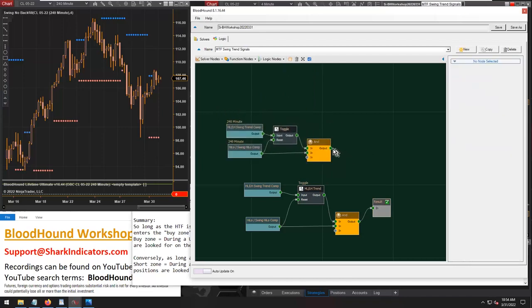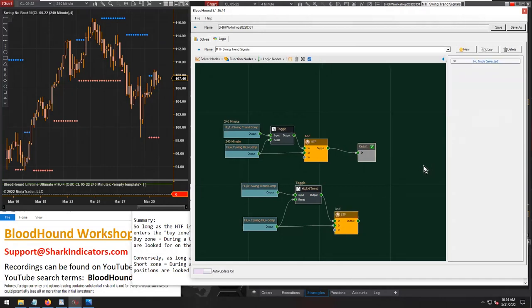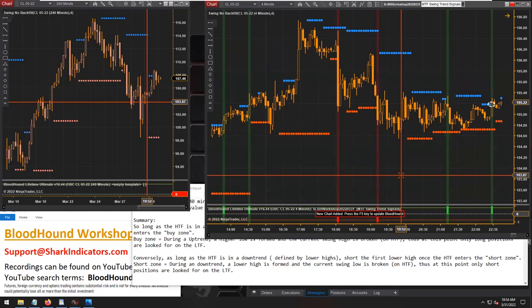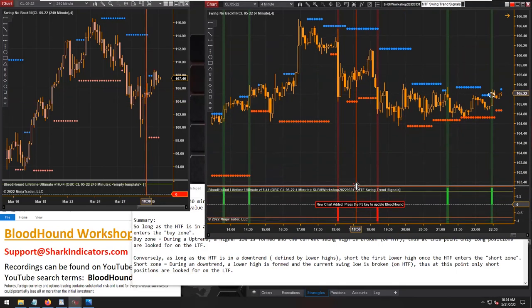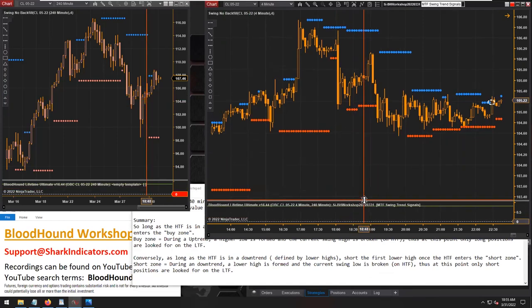Just tighten that up a little bit. So this is, right, the higher time frame, that, and I can put a name on this AND node. I'll just call it the lower time frame, like so. Right, so let's look at the higher time frame signals coming in here. Oh, and before we get going too far, remember BloodHound's telling us that we added another chart time frame. So we need to reload NinjaTrader to get that 240 minute chart time frame loaded into BloodHound. So let's do a quick reload. And there we have it.